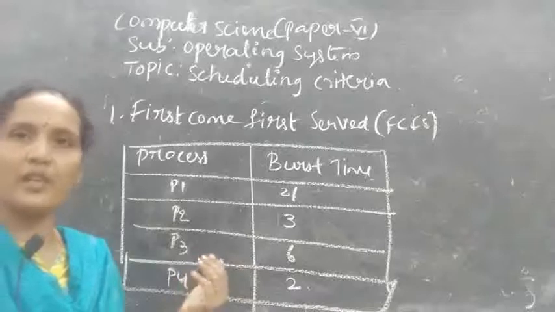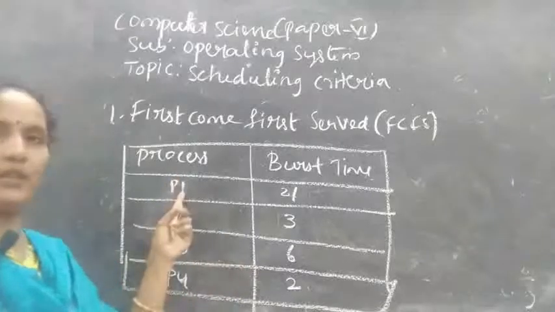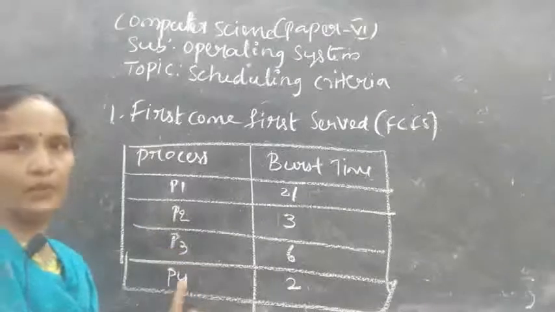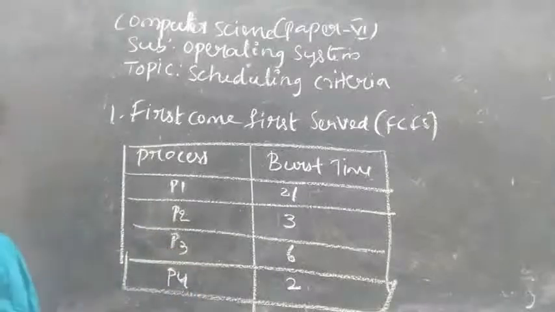Which process entered the queue first? P1. Next P2, next P3, next P4. You write this down. Now we will calculate the average waiting time.